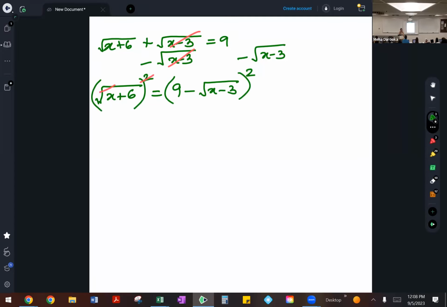So on the left-hand side, where we took the square, the square root and the square cancel out. We're left with just x plus 6 on the left. On the right, we will need to do a FOIL again, because I basically have 2 terms with the whole thing taken a square of.